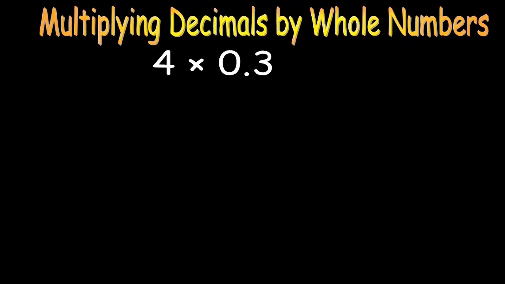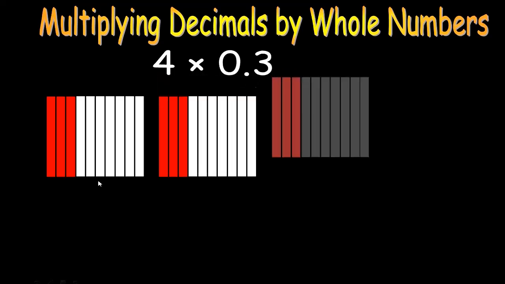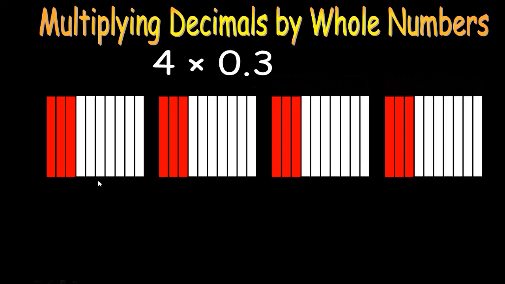Here we have an example. 4 times 3/10, this is whole number times a decimal number. Now 3/10 means 3 shaded parts out of 10 equal parts. Times 4 means we will repeat this amount 4 times. So this is 1, this is 2, 3, and this is the fourth amount.